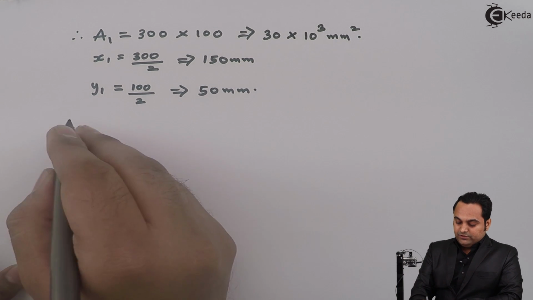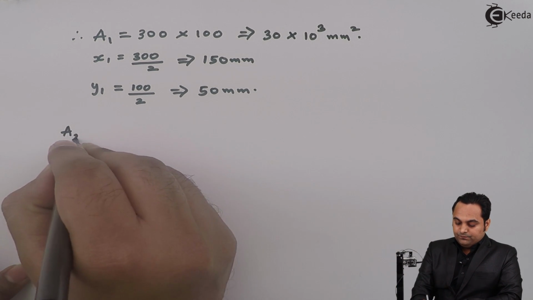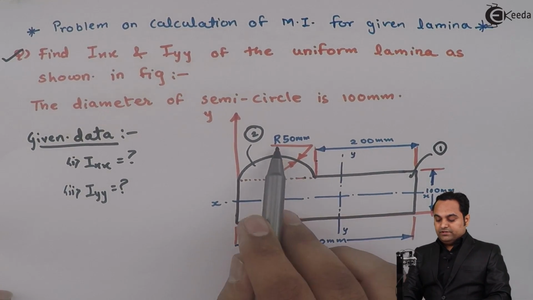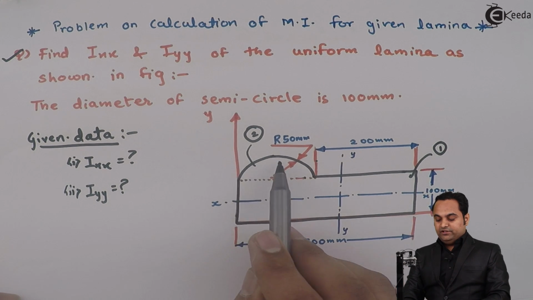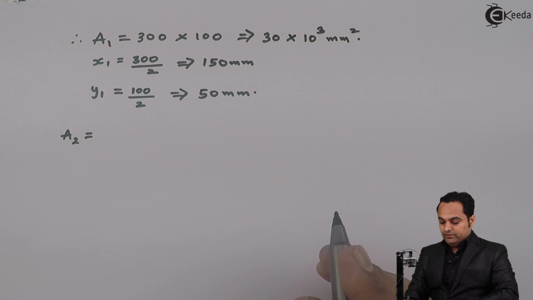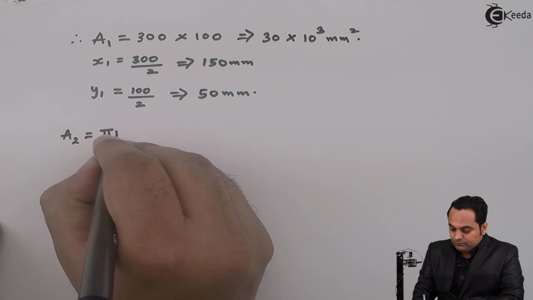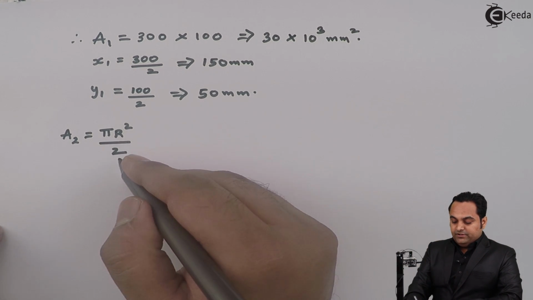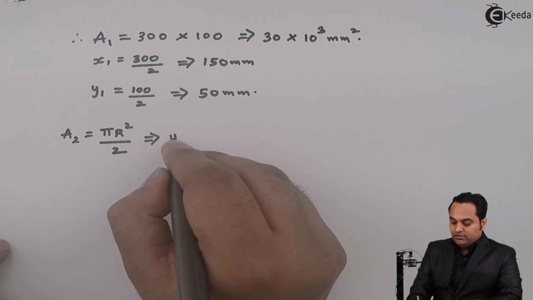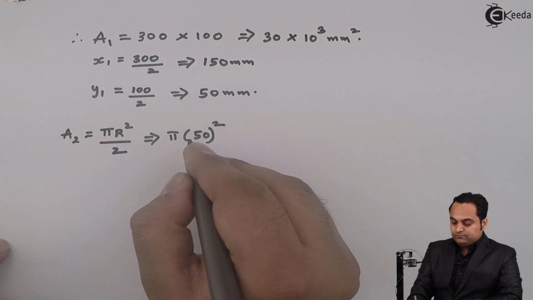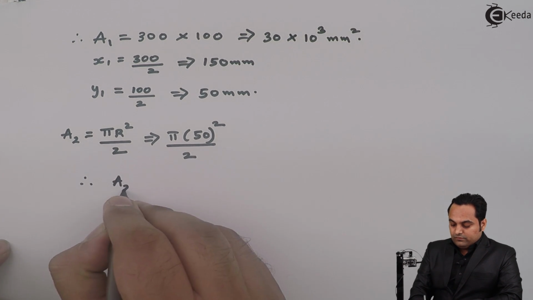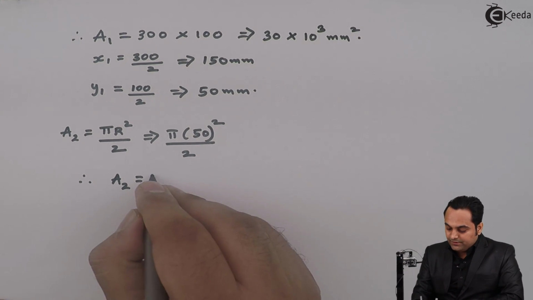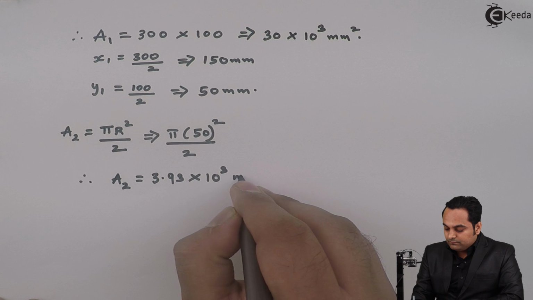Next, similarly we'll calculate the other values, that is area 2. This will be equal to, here the radius is 50 mm and we want to find out the area of this semicircle. So it will be pi r square divided by 2. That is area of circle divided by 2, which gives us the area of semicircle. Here the radius is 50 mm. So therefore area 2, it comes out to be 3.93 into 10 raised to 3 mm square.